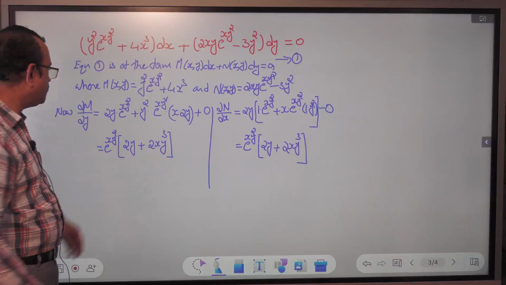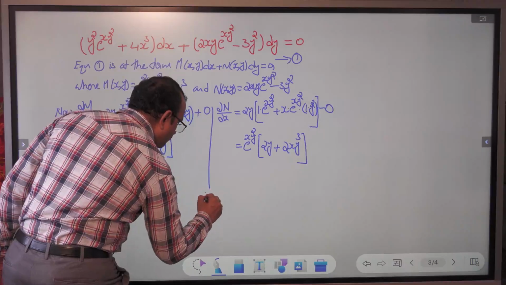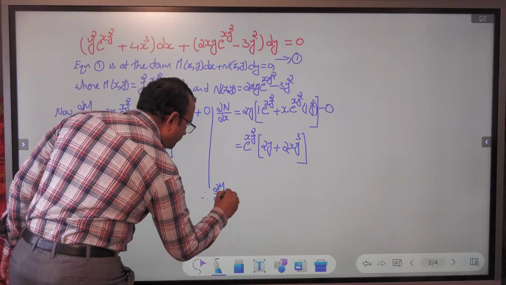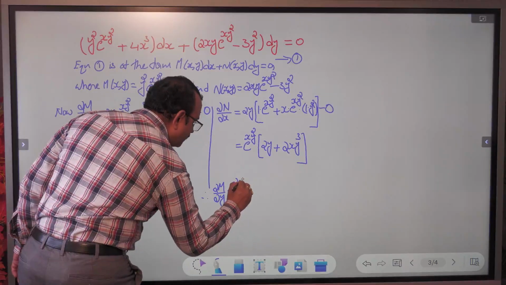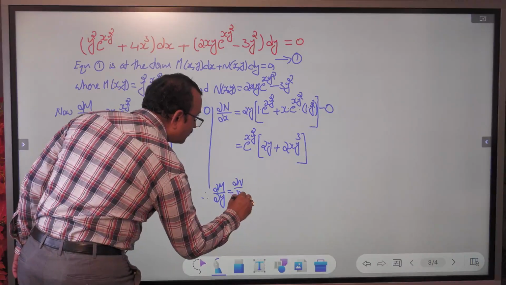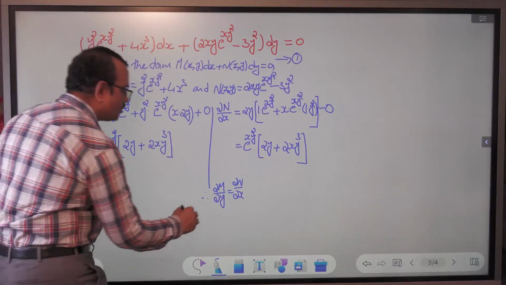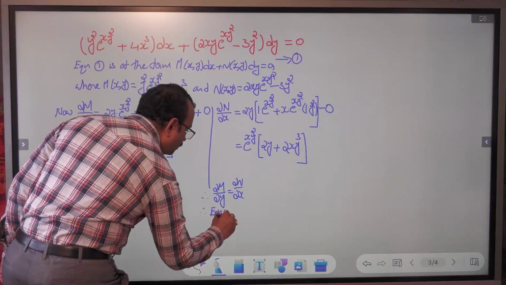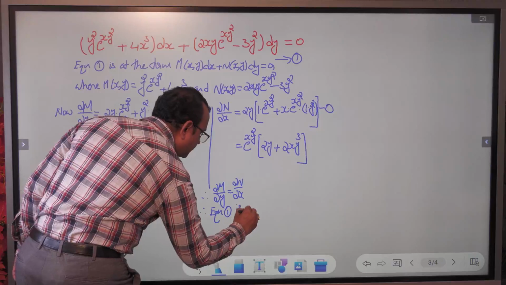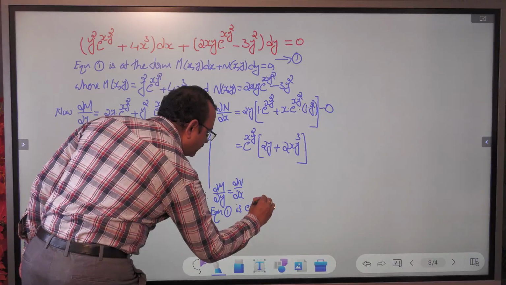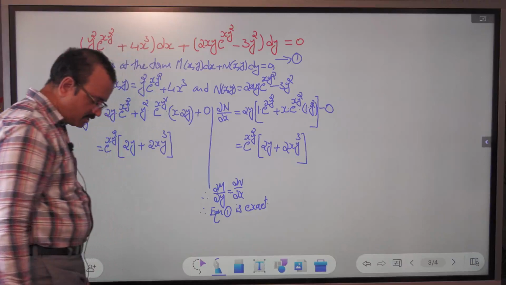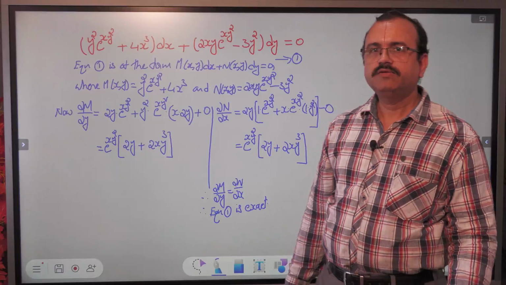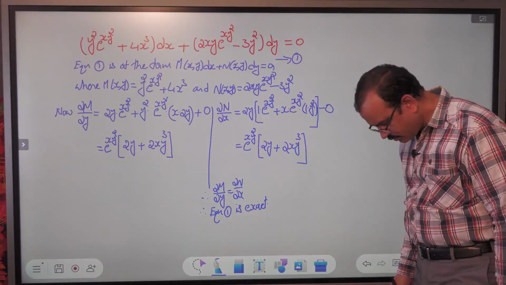If you observe, both are the same, so we can conclude that ∂M/∂y is equal to ∂N/∂x. Therefore equation 1 is exact. Otherwise we can say that the given differential equation, equation 1, is an exact differential equation.